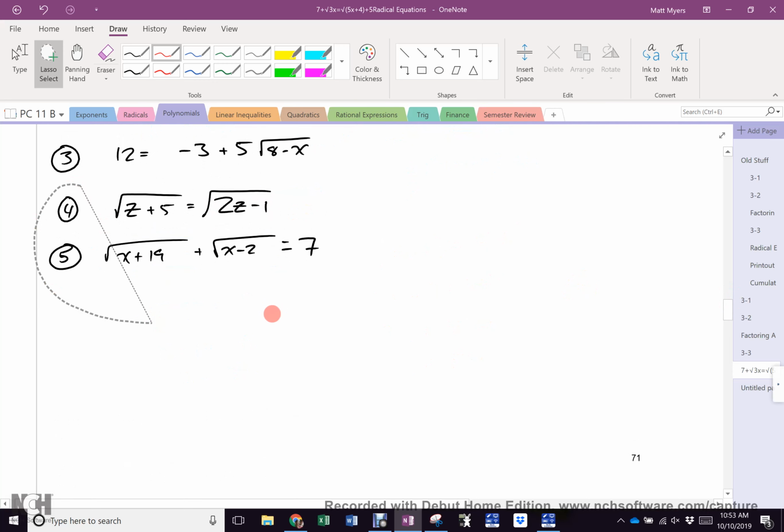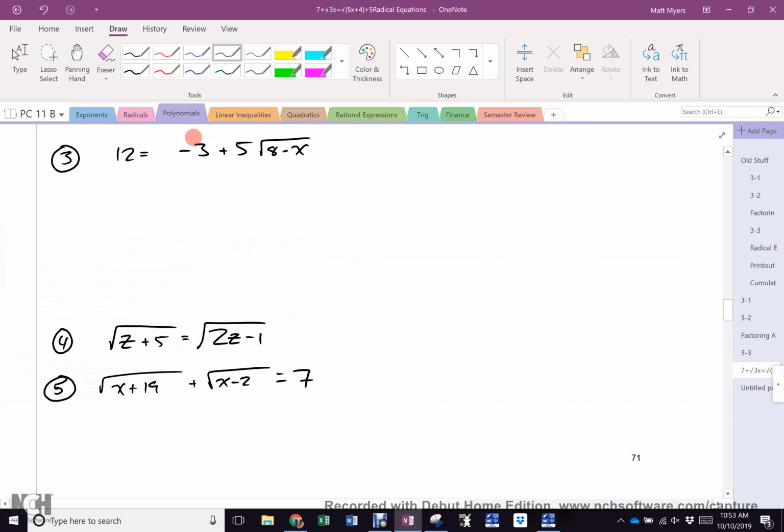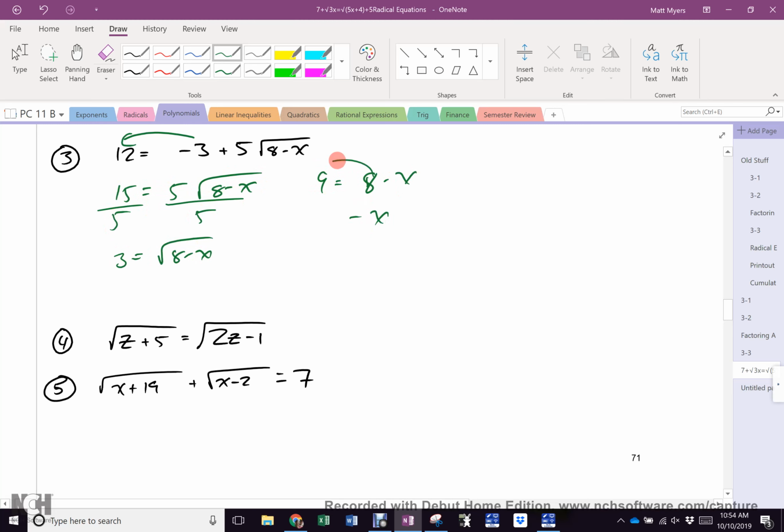Number 3. I would have brought this over to get 15 equaled 5 root 8 minus x. Now, Indigo and Hina, you probably just squared here, right? Okay. I'm going to divide by 5 to get 3 equals root 8 minus x. Then I'm going to square both sides. 9 equals 8 minus x. Negative x, bring that over, it becomes negative, equals negative 1. X equals 1.